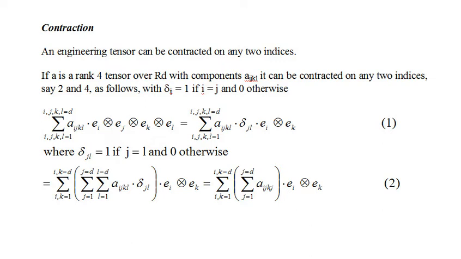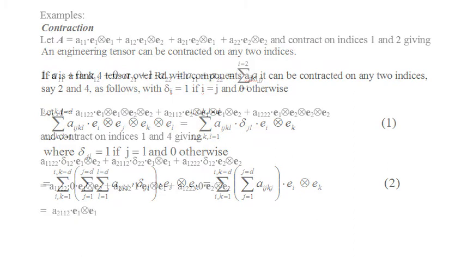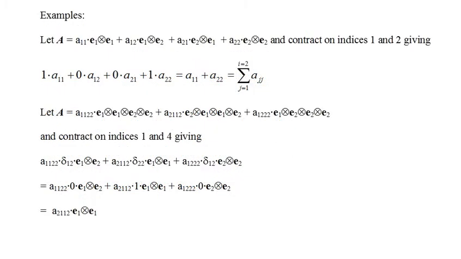Line 1 is a formula for contracting a rank 4 tensor on the second and fourth indices, the j and l indices in the example. The term with the basis tensor e_i cross e_j cross e_k cross e_l is replaced by a term with basis tensor e_i cross e_k, and the term is multiplied by the Kronecker delta of j and l. Line 2 rearranges the order of summation to group the coefficients of each basis tensor. There are a few examples to illustrate contraction.